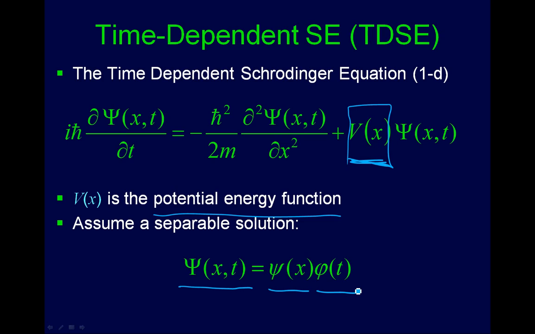But the key is there's two functions, and so we call this lowercase psi of x. So we've got to be careful. It's unfortunate that it's the same sort of shape as this, but this is uppercase psi, this is lowercase psi, and then phi of t.